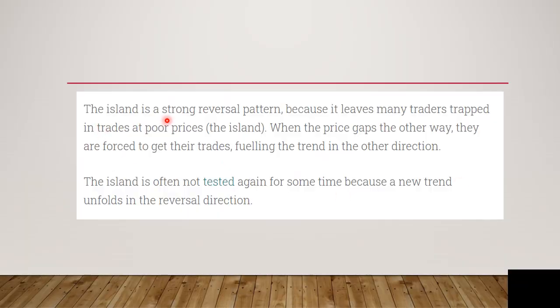So the island is a strong reversal pattern because it leaves many traders trapped in trades at poor prices. When the price gaps the other way, they are forced to exit their trades, filling the trend in the other direction. So the island is often not tested again for some time because a new trend unfolds in the reversal direction. Itu dia situasi yang berlaku dalam island reversal.